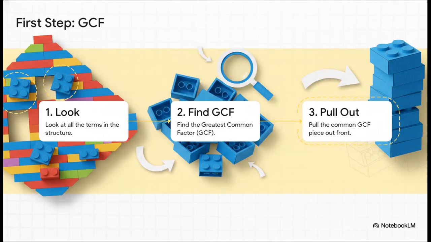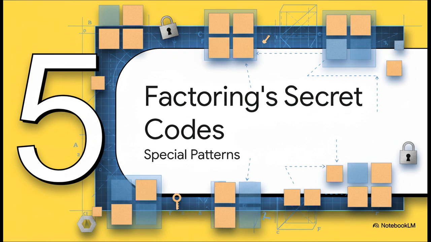Well, the very first step, always, no exceptions, is to look for a common piece. Imagine you're studying a giant Lego model, and you notice that every single part of it, for some reason, uses the same little blue 2x2 brick. The first thing you do is point that out, right? In algebra, that's called finding the greatest common factor, or GCF, and you just pull it right out to the front.